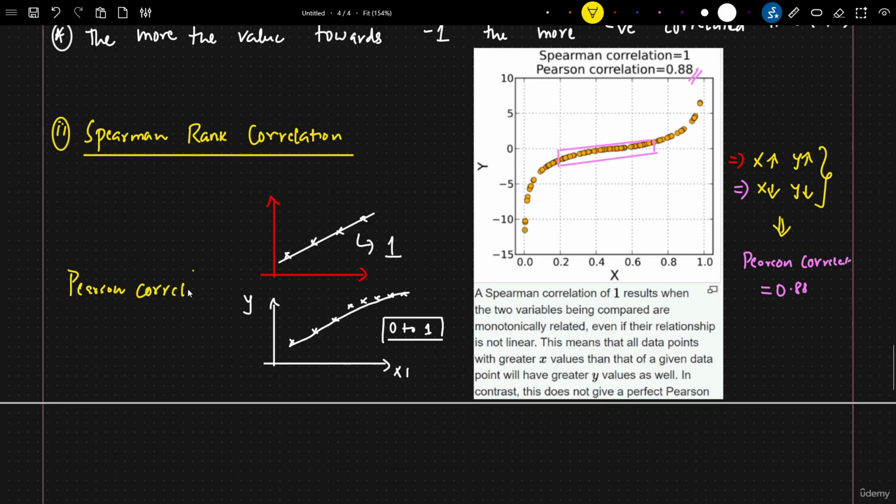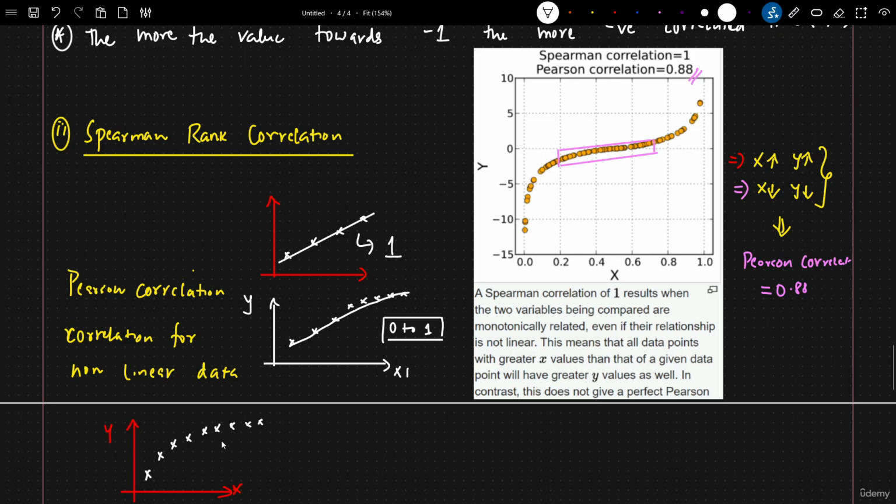Pearson correlation is not able to capture the correlation for non-linear data. What does non-linear data basically mean? Let's see this example. In this scenario, I have my X and Y, and my data points look something like this.